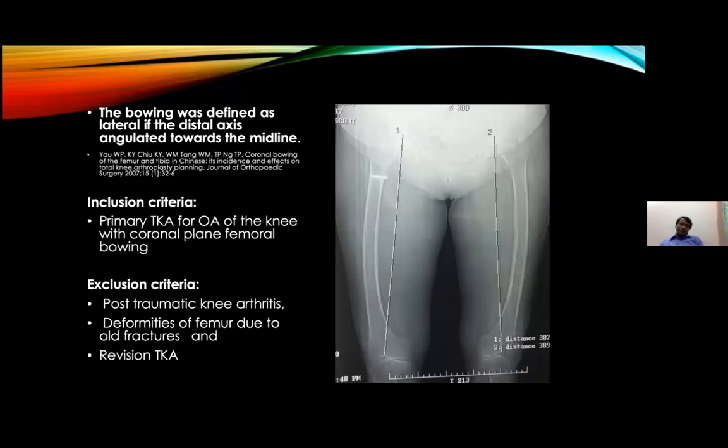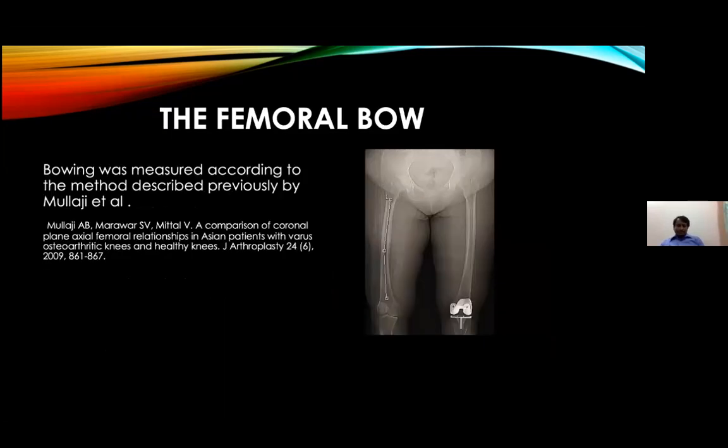So what is bowing? Bowing is defined as the distal axis moved towards the midline and the shaft bowed on the left side. We have included osteoarthritis and post-traumatic arthritis. Deformities of the femur with old fractures and revision total knees are excluded. You can see the bowing measured with the help of the method described by Mulaji et al.